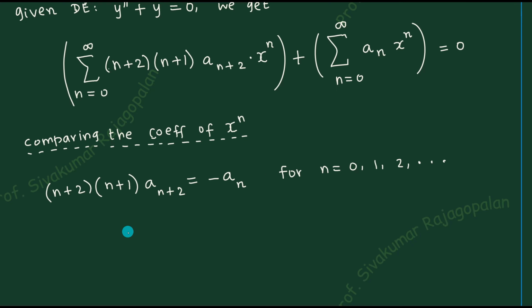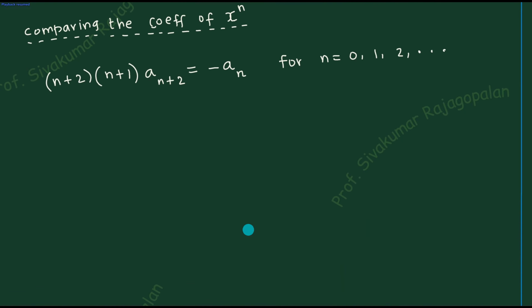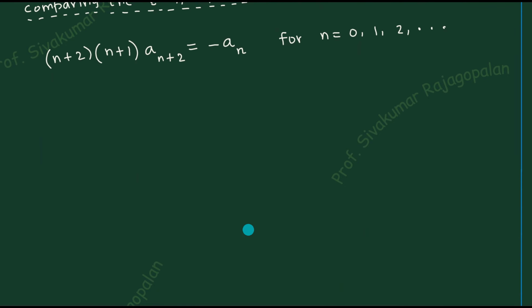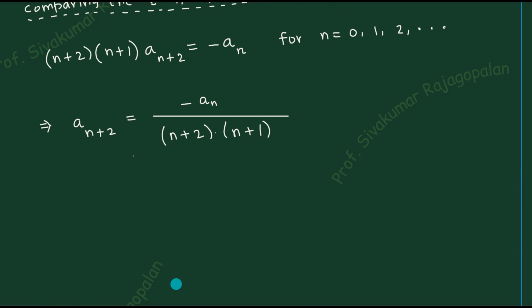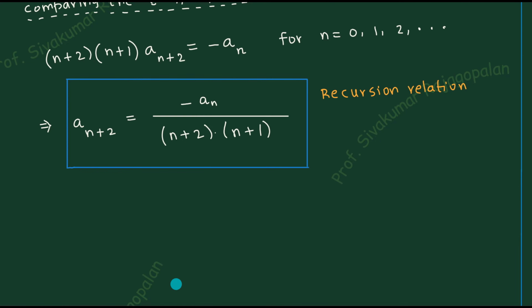So now that you got this expression, there is a name for it, and it is known as the recursion relation. I'll write it down after doing one more simplification. So that will be equal to minus an divided by, you get, n plus 2 into n plus 1. Okay, so that kind of expression is known as the recursion relation. I'll explain the reason for that.